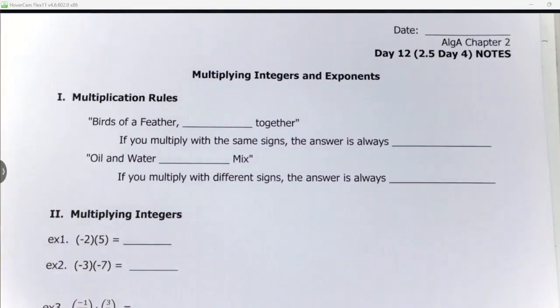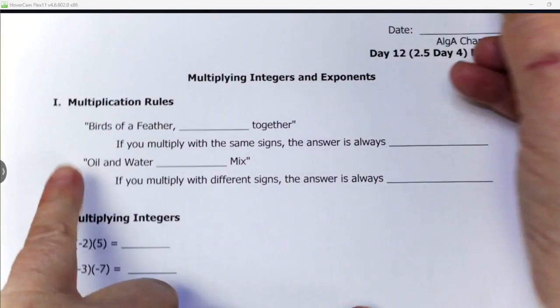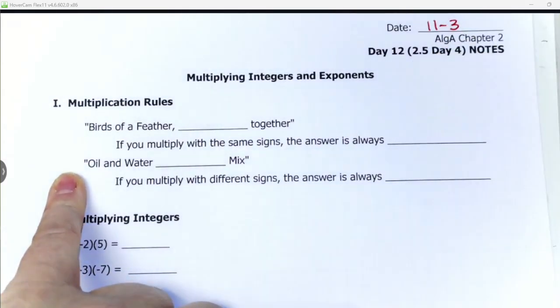So this is multiplying integers and exponents. So put today's date on there, 11/3.